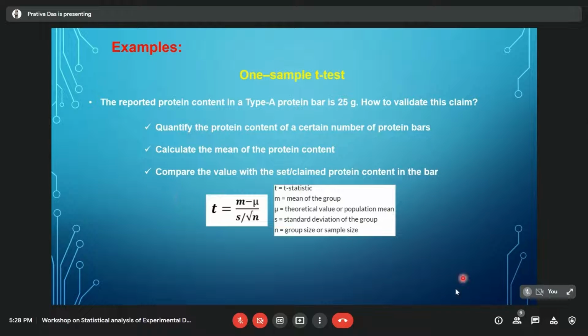I have added the formulas, but there is no need to remember these formulas at all. I will add more description of all of this text in the notes I'm going to give after this session. And you can run the test in Excel or R to check the p-value and do this test.